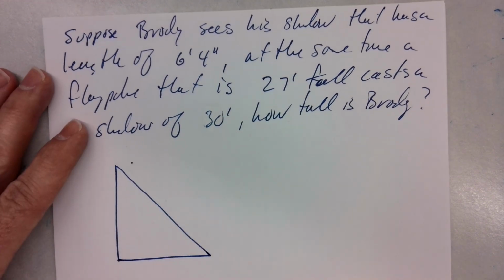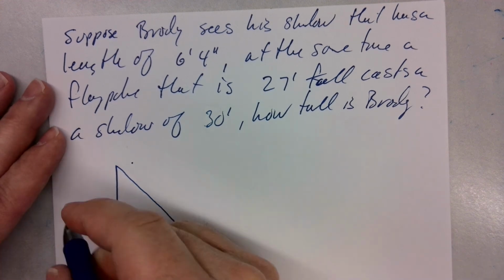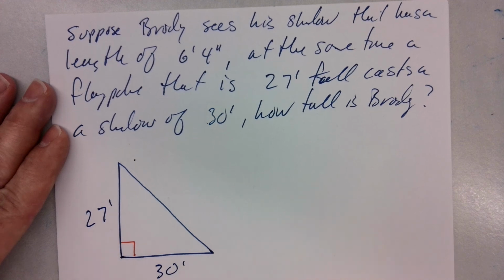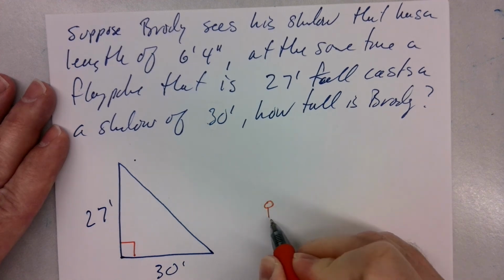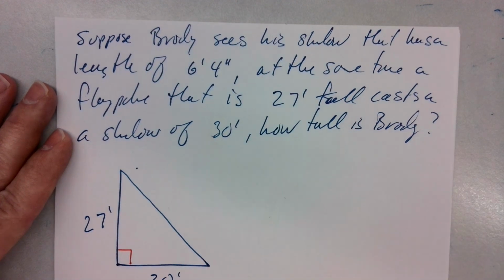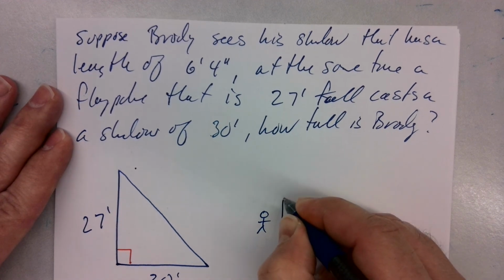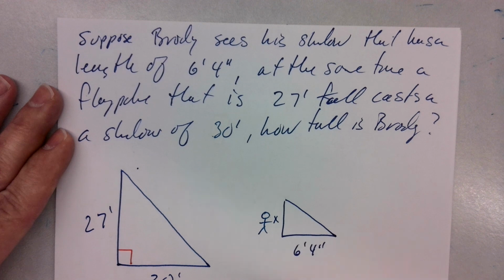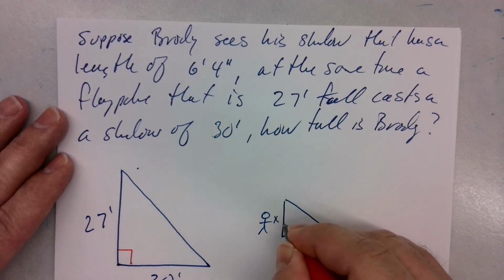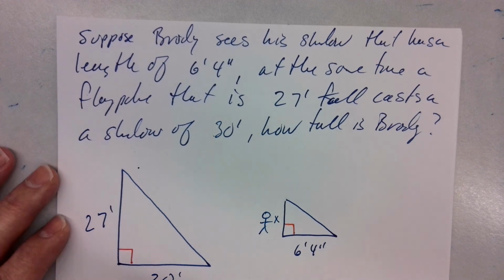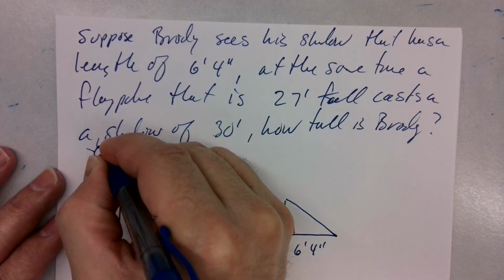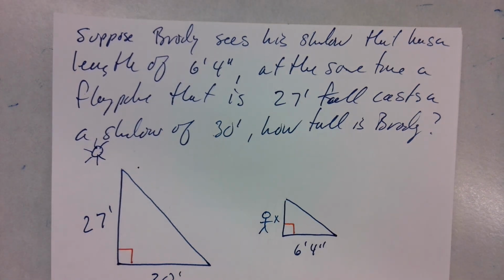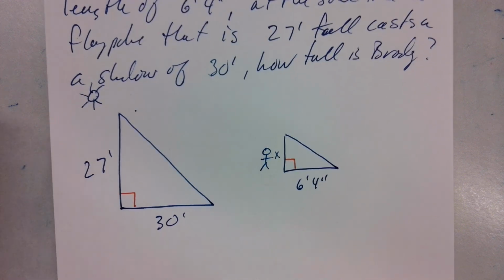Okay, here's my flagpole problem. This flagpole is 27 feet. This is 30 feet, right? Here's Brody. And this is 6 foot 4 inches, and this is basically where my X is at, correct? Now we're going to assume they both stand up straight, so they both have right angles. And if I have the sun up here, they're going to have the same angles, right? Based upon this, should I be able to set up a relationship?